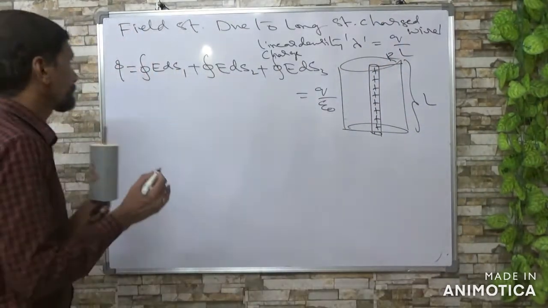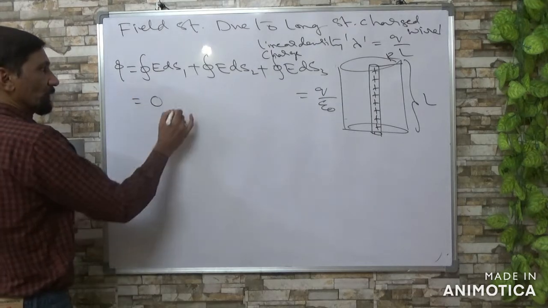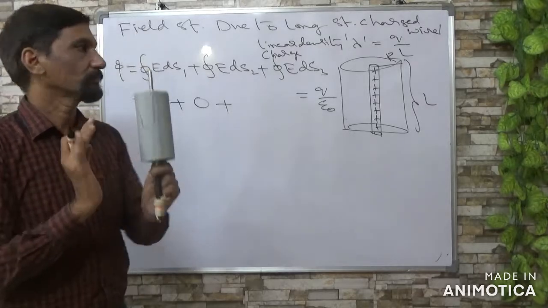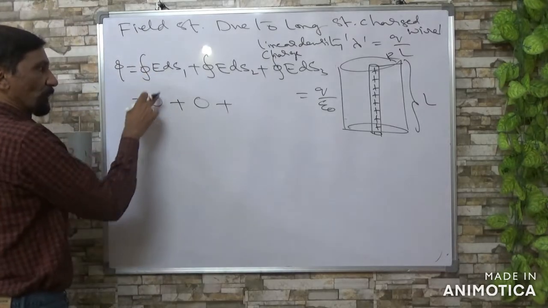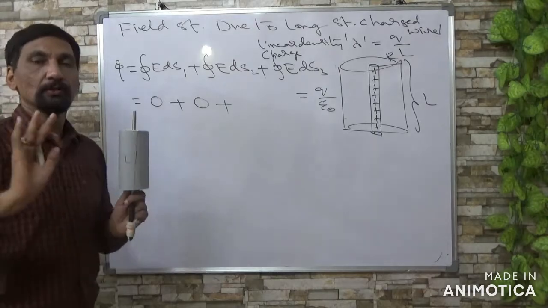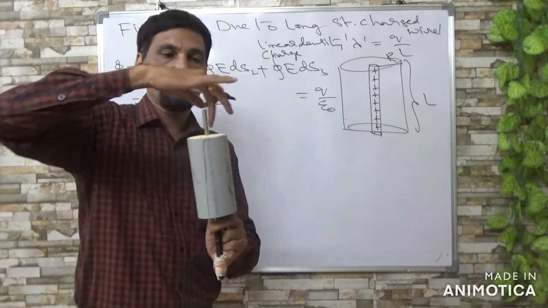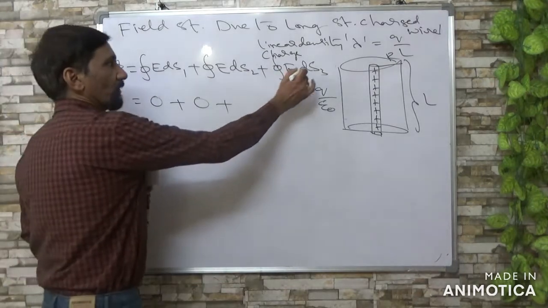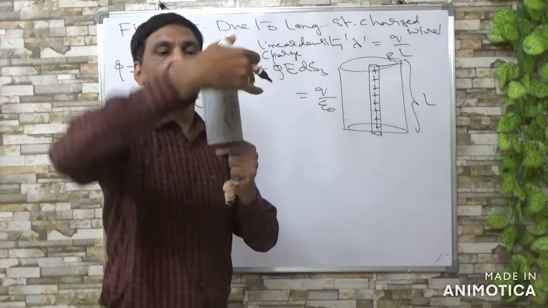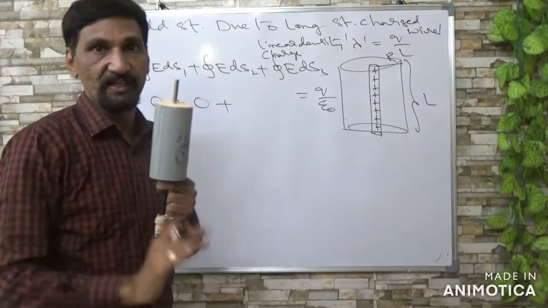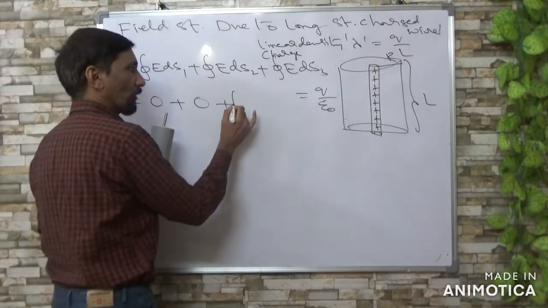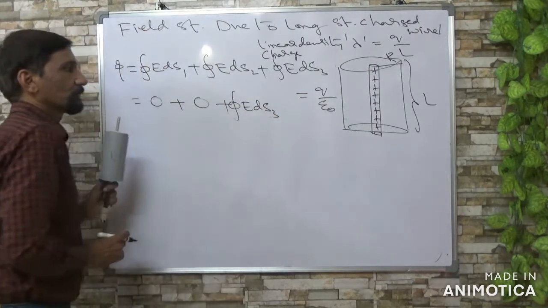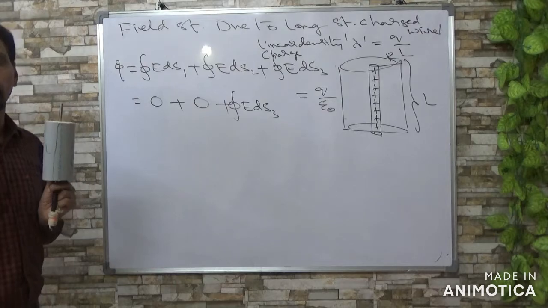So that is why, for surface 1 plus surface 2, this product is 0 and this product is also 0. Why? The surface is perpendicular to the conductor. Now only one surface is left, nothing but the curved surface. So the line integral of E·dS3 is equal to Q by epsilon naught.